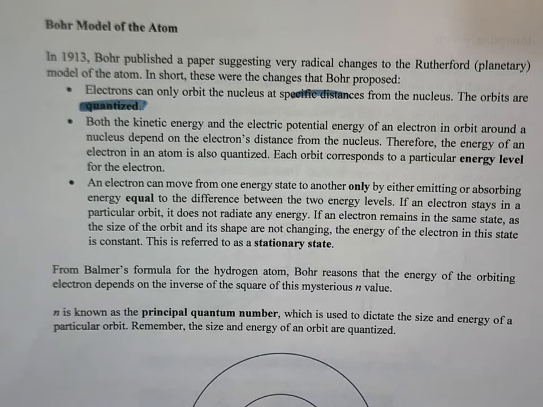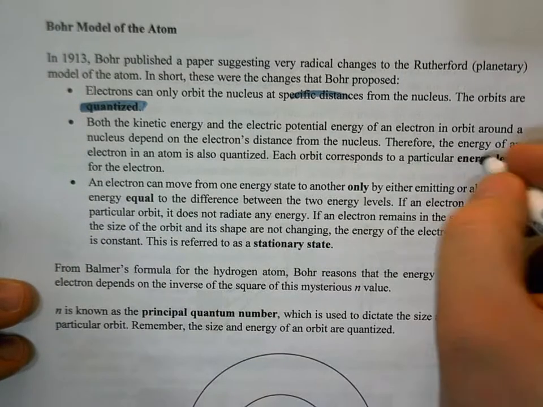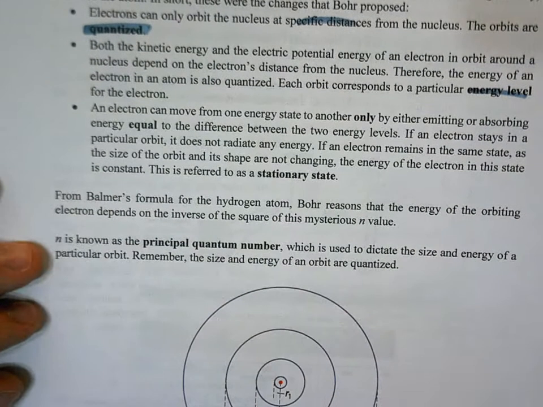And then he also stated that the kinetic and electric potential energies of an electron in orbit depend on the electron's distance from the nucleus. So energy depends on distance from the nucleus, but if that distance can only take on specific values, we can also say that the energy only takes on specific values. So we would say that the energy of an electron in an atom is also quantized, and each orbit represents what we call a particular energy level for that electron.